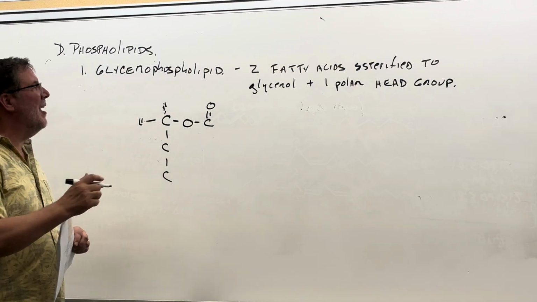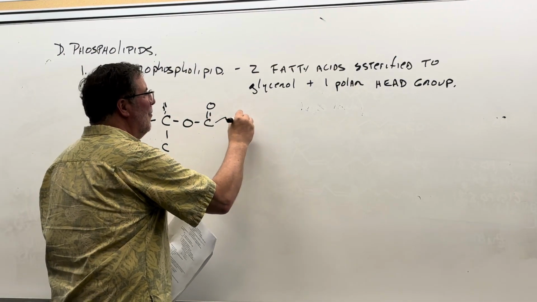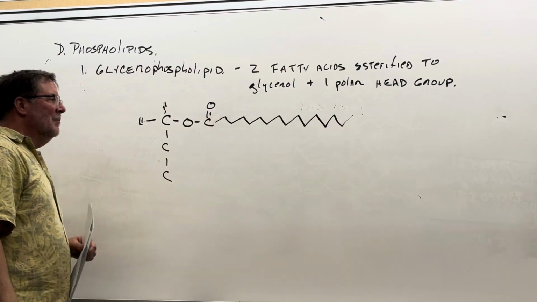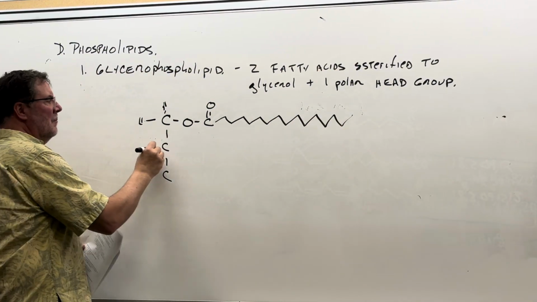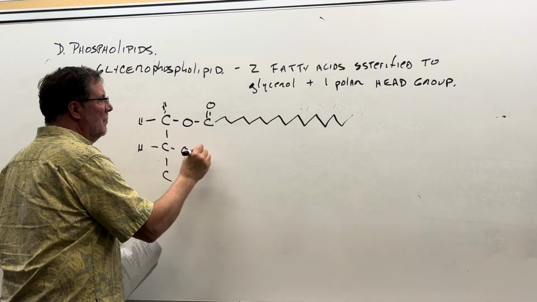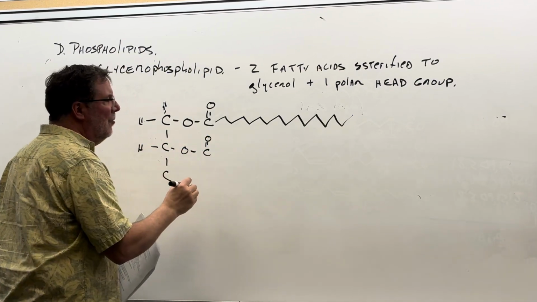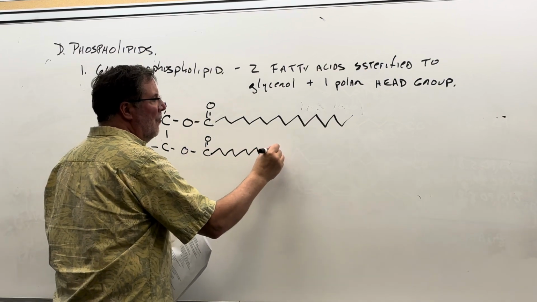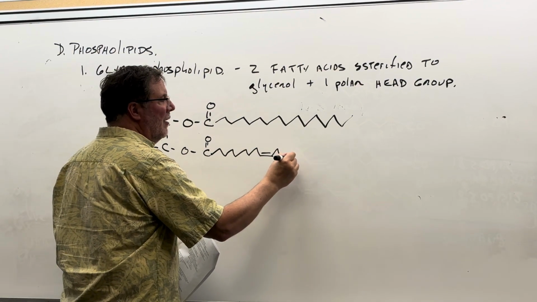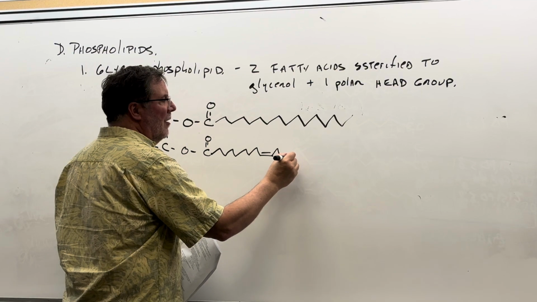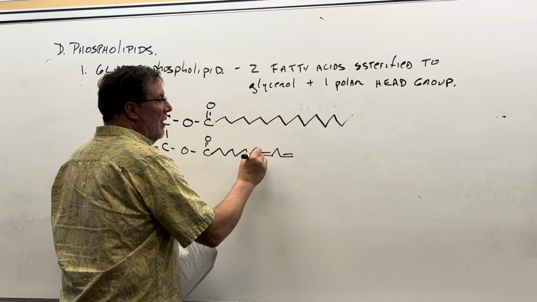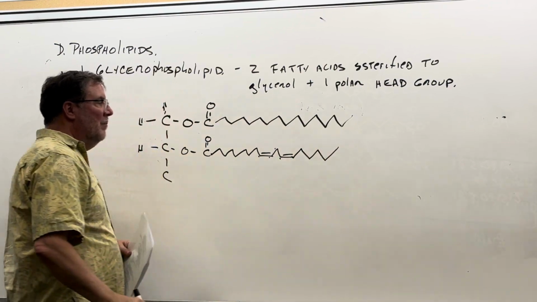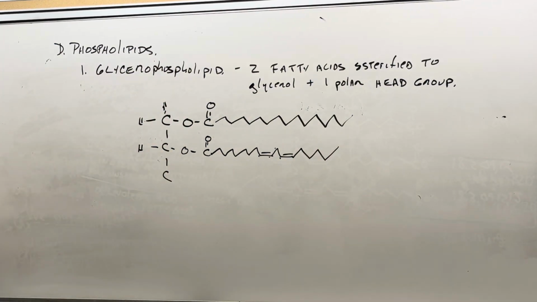Palmitic. Palmitic, okay, yeah, good, nice and easy. 2, 4, 6, 8, 10, 12, 14, 16. Now we'll do linoleic acid. 1, 2, 3, 4, double bond, 1, another double bond. 9, 10, 11, 12, 13, 14, 15, 16, 17, 18. Okay, so now we have our 2 fatty acids esterified.